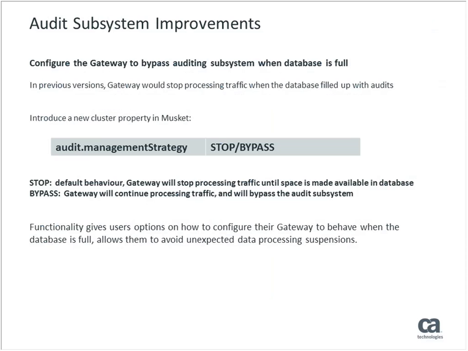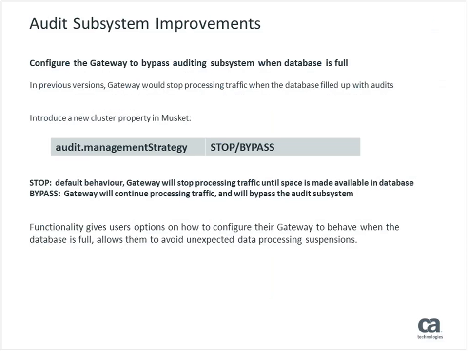Finally, we've made some changes to the audit subsystem. So again, we had some functionality previously in the 9.0 release and before, where when the gateway was auditing to the audit system, if that audit system eventually became full, the gateway would stop processing traffic. Now, this was not necessarily a popular choice, and we had a lot of feedback around the fact that this should be configurable. We have made it configurable.